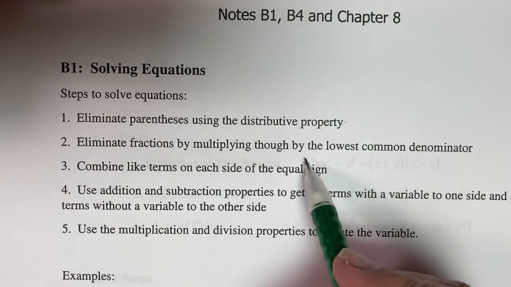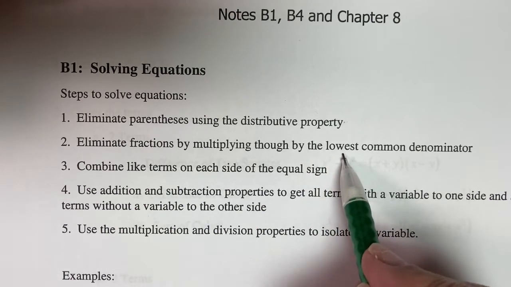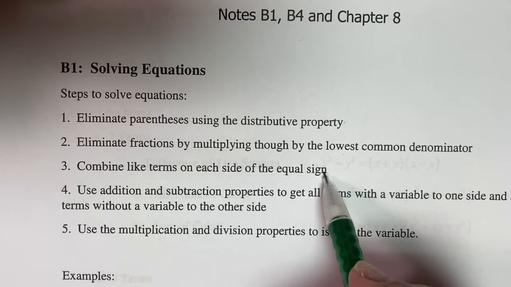Step 2, if there are fractions, you'll multiply everything through by the lowest common denominator of all of the fractions, and that will eliminate the fractions for you. Step 3, you look on both the left and the right hand side of the equal sign, and you combine any like terms that's possible.